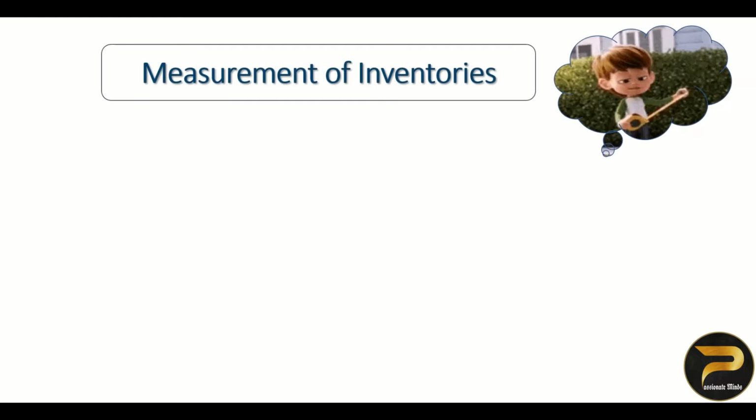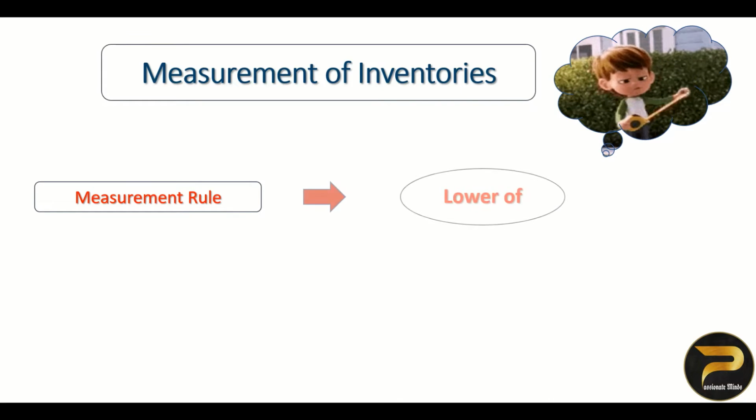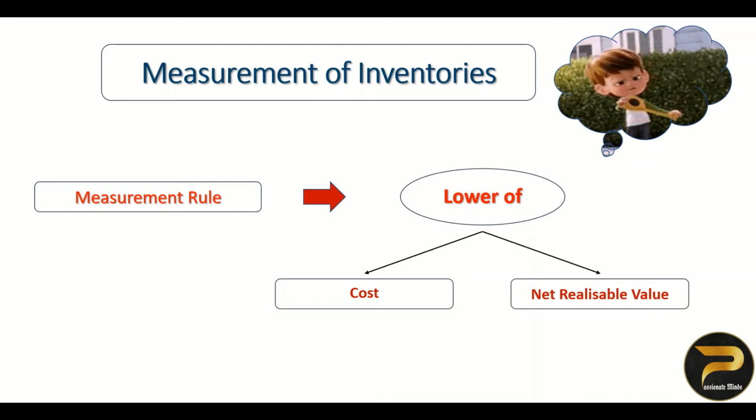How do we measure inventories? The measurement rule is that inventories will be carried at the lower of cost or net realizable value. Simply, we compare both cost and net realizable value of inventories and choose the lowest one.